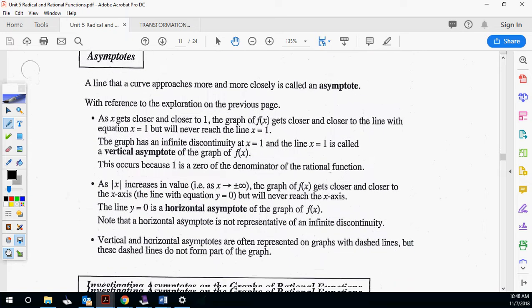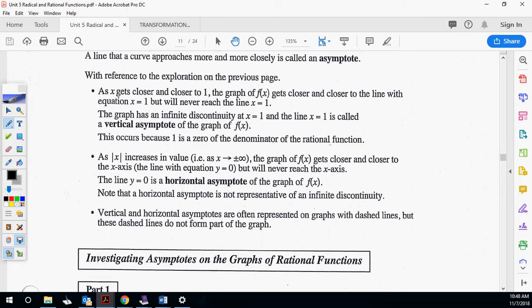A line that a curve approaches more and more closely is called an asymptote. With reference to the exploration on the previous page, as x gets closer and closer to 1, the graph gets closer and closer to the line x equals 1 but never touches it. So when we plug in x values like 1.01, 1.001, it just gets closer and closer to it, rising, rising, rising. The graph of the infinite discontinuity at x equals 1 is called your vertical asymptote. This occurs at 1 because of 0 in the denominator, which we've talked about.